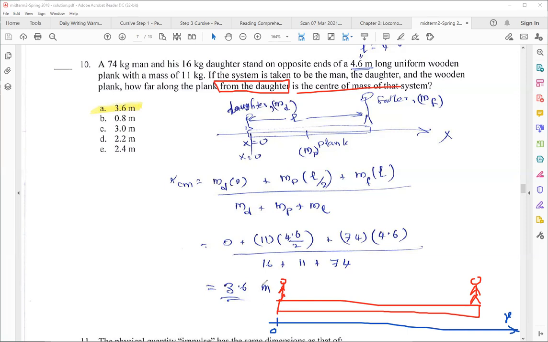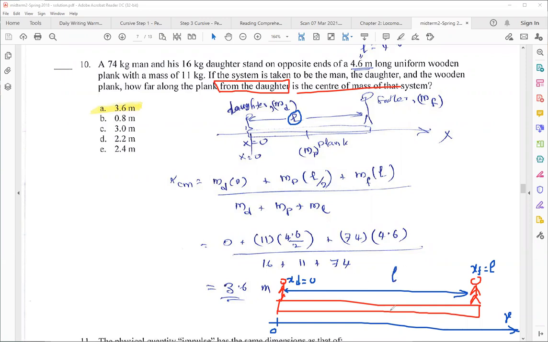So the daughter is considered, according to the question, the reference point, okay? Now, what are the distances? The position x for the daughter, because I'm taking her as a reference, will be 0. The position x for the father, x_f, will be the length L. So the bar has a length L, from daughter to father.